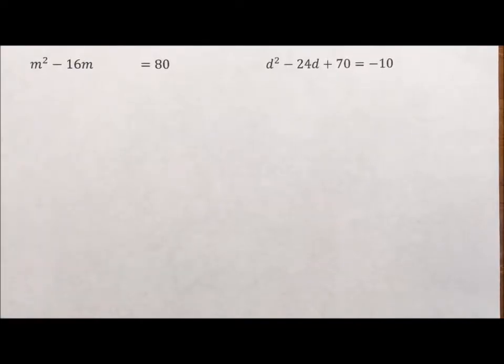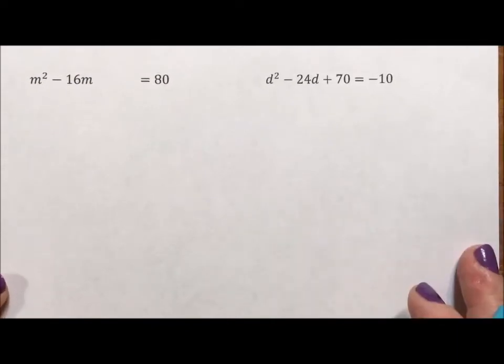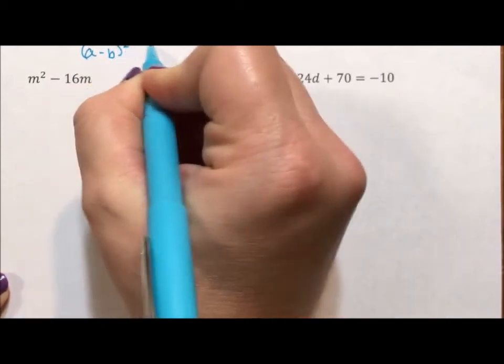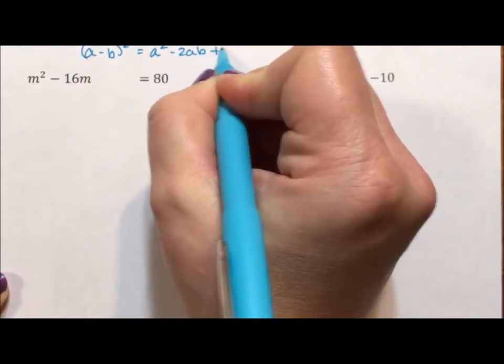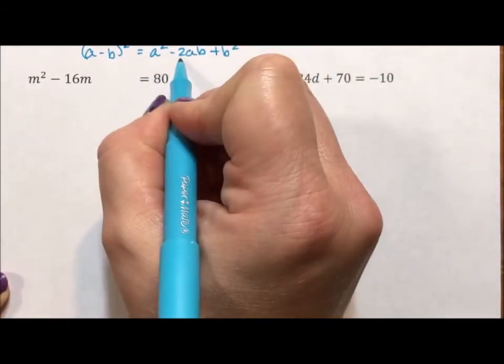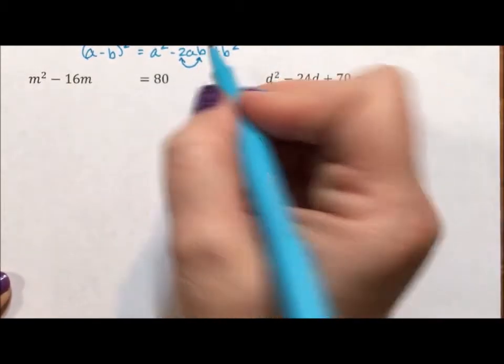Today I'm doing a series of videos on solving polynomials, and specifically solving with completing the square. So to complete the square, what I need to do in a perfect square trinomial, a minus b squared is equal to a squared minus 2ab plus b squared. What I need to do is take this middle term, the 16, which represents the 2b, and figure out what b is.